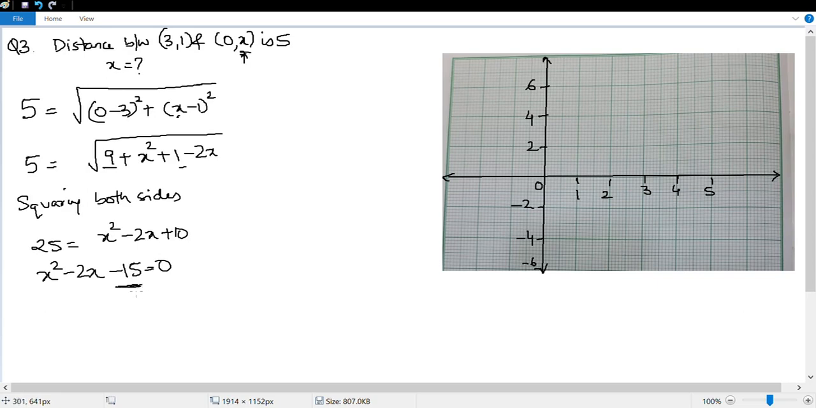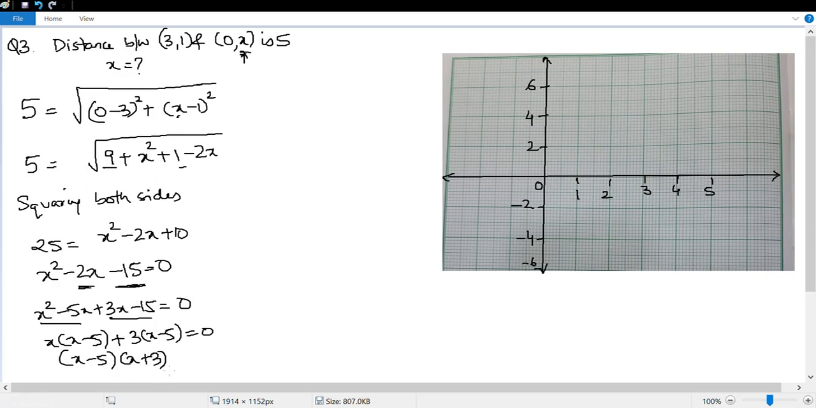So I need to find factors of negative 15, the sum of which is negative 2. Yeah, 5 and 3. So x square minus 5x plus 3x minus 15 is equal to 0. Taking this together, x times x minus 5 plus 3 times x minus 5 is equal to 0, which means x minus 5 times x plus 3 is equal to 0, which means x is equal to 5 or x is equal to negative 3.